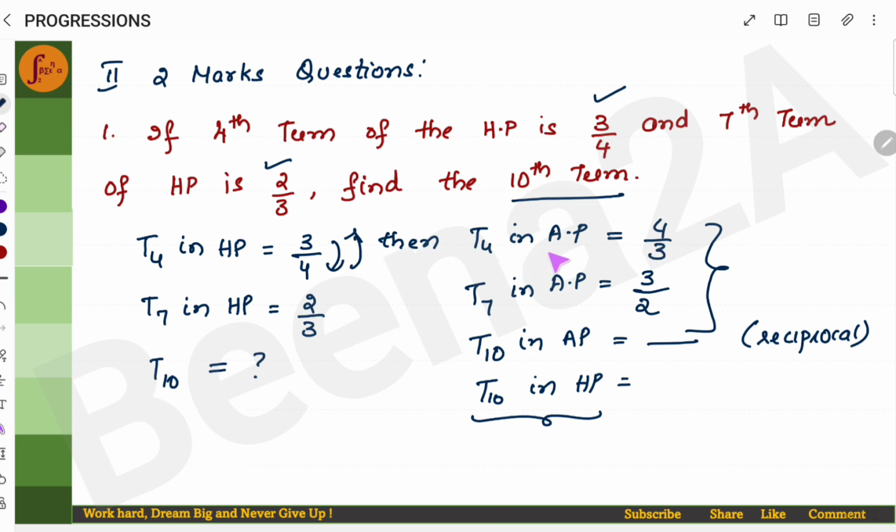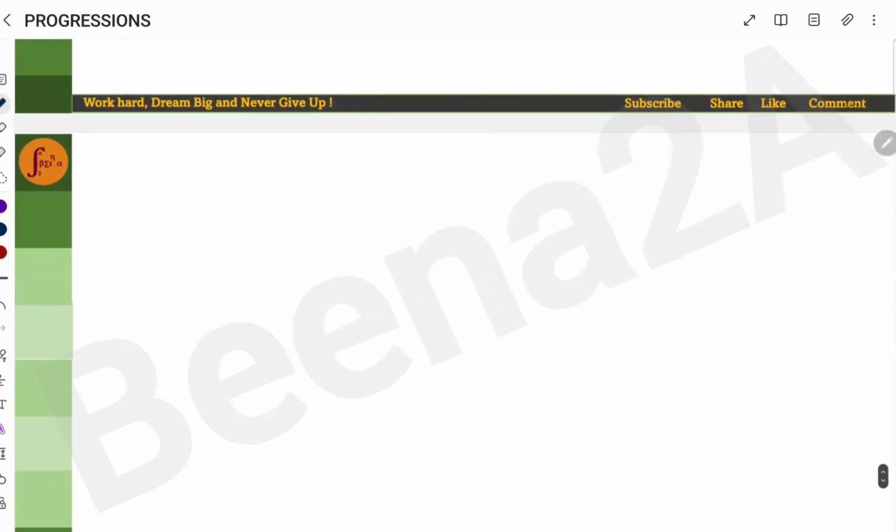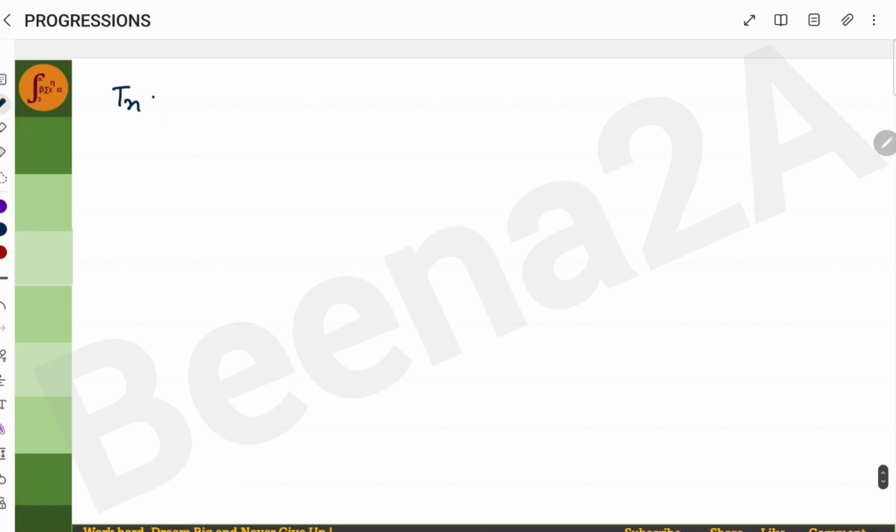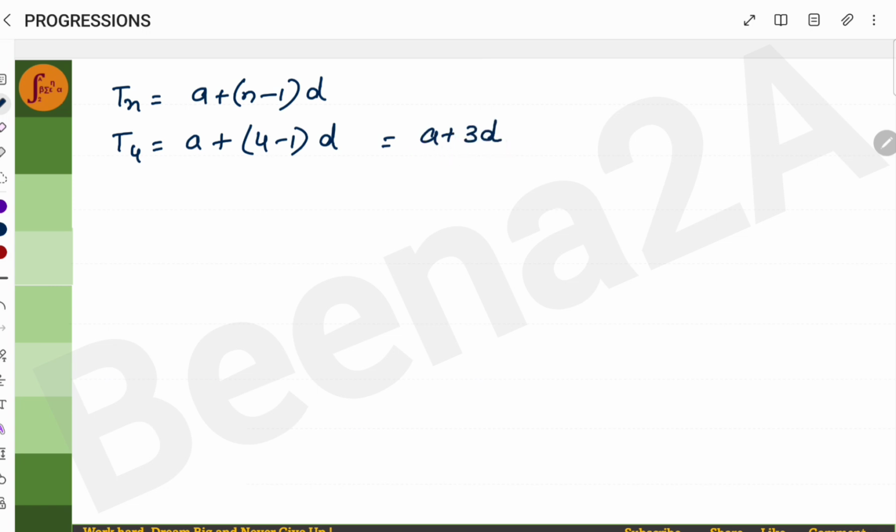We'll use the term formula in arithmetic progression. What is the term formula? It is a plus n minus 1 into d. Now the fourth term would be, we don't know the first term, so we'll leave it like this. n is 4 here and we don't know d. So we'll get a plus 3d. Similarly, the seventh term will be a plus, n is 7, 7 minus 1 into d, which is a plus 6d.